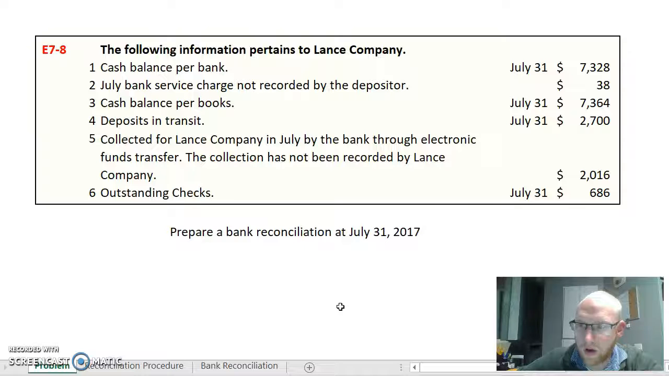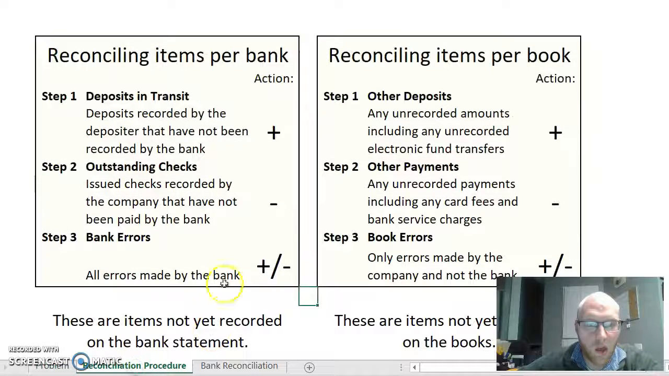So as we look through the book, on page 338, it shows an example, and on page 335, it goes through the procedure of how to do a bank reconciliation. We have that data right here. There's two sides to it. The first side is reconciling items per bank, and then the second side is reconciling items per book. When you reconcile items per bank, these are items that are not recorded on the bank statement that should have been. And when you're reconciling items per book, it's things that were not yet recorded on the books.